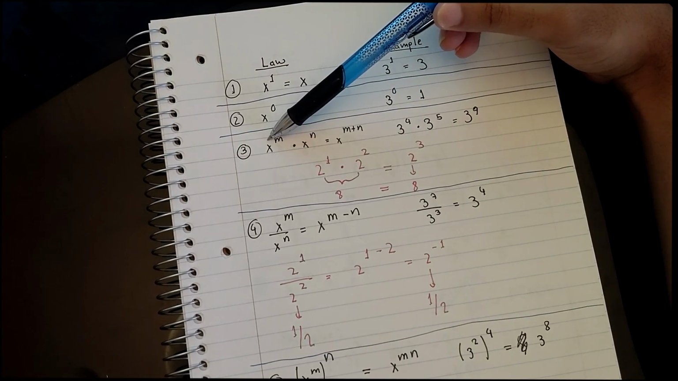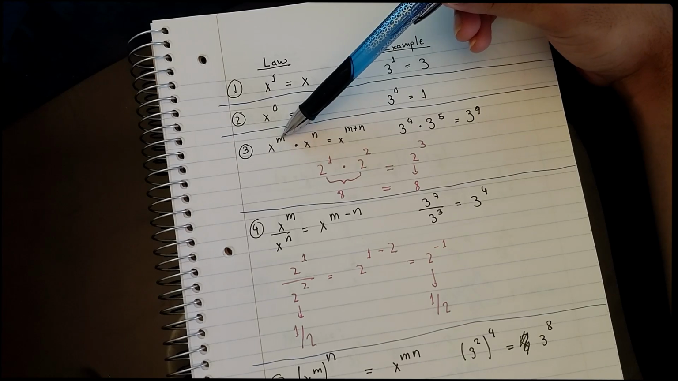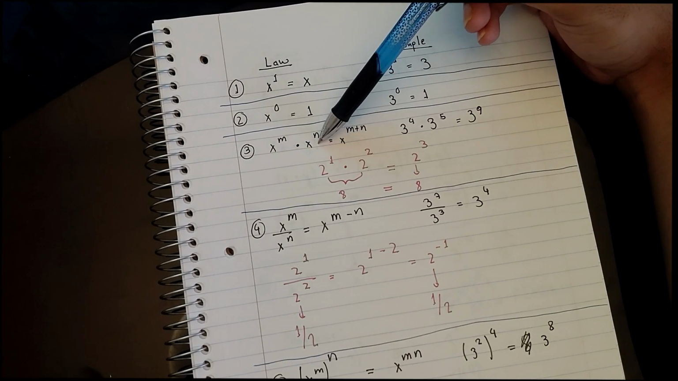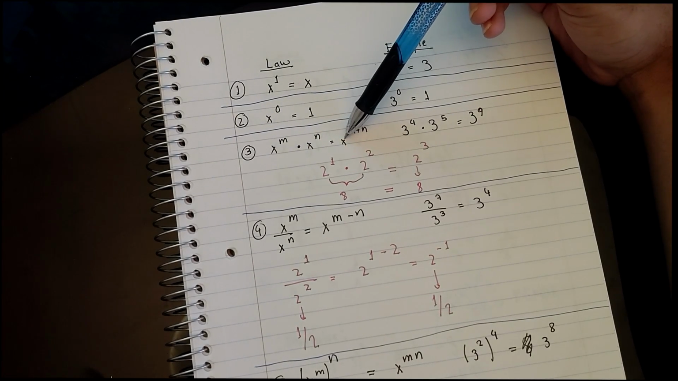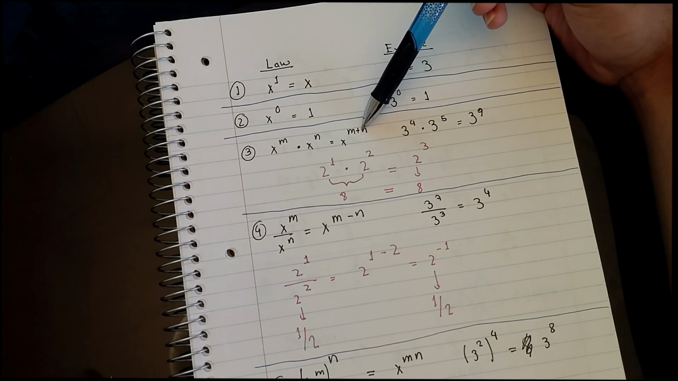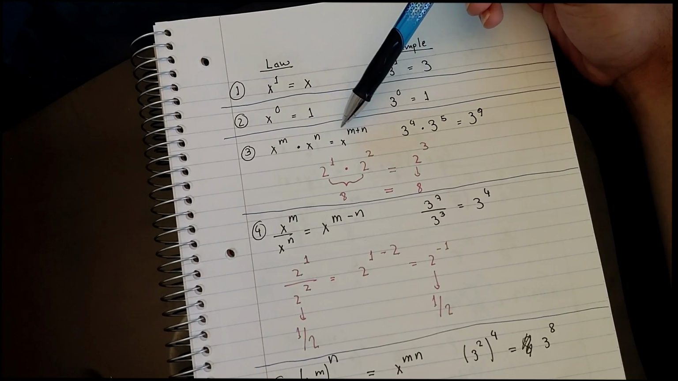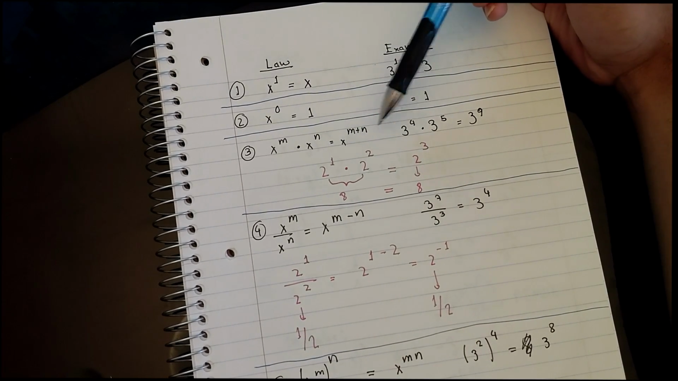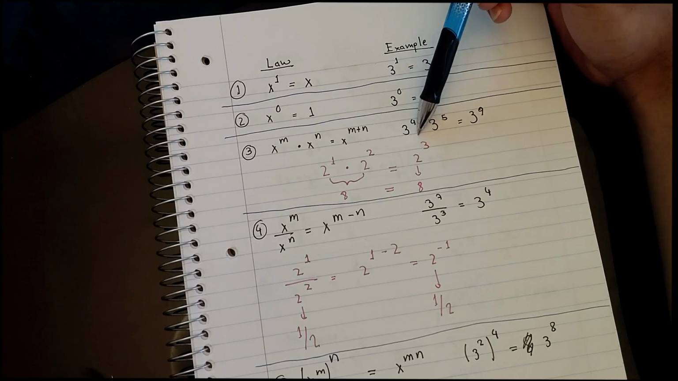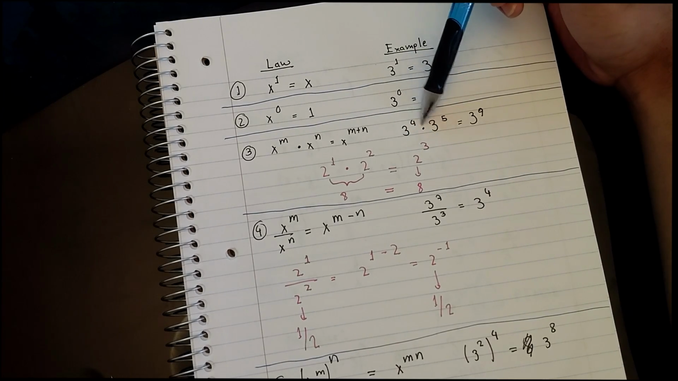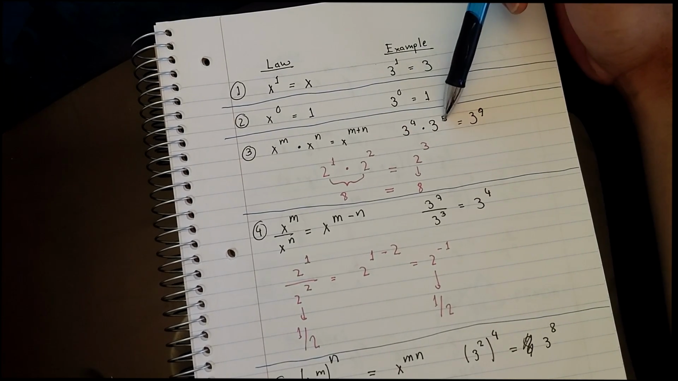And the third law is x to the power of m times x to the power of n is equal to x to the power of m plus n. So if you're trying to multiply two numbers that have the same base and they might have different exponents, then you can just add the exponents.